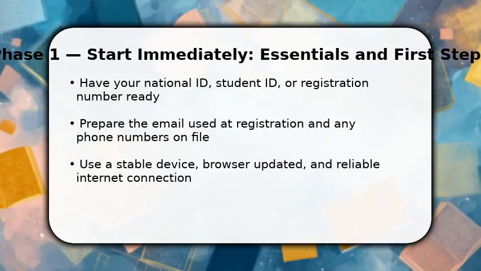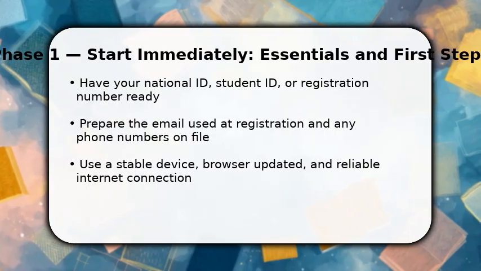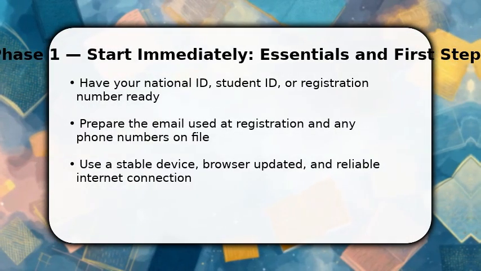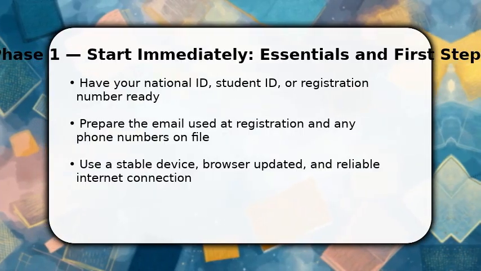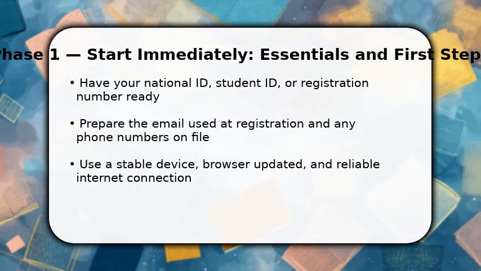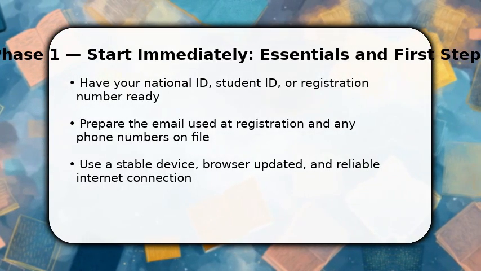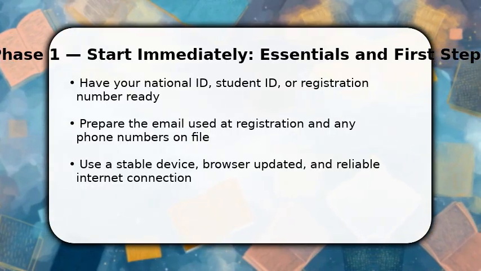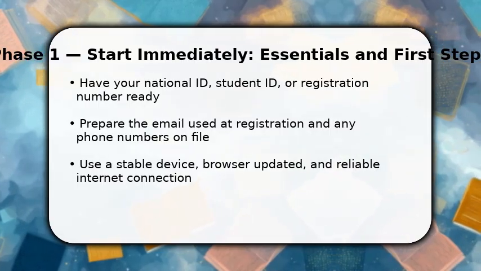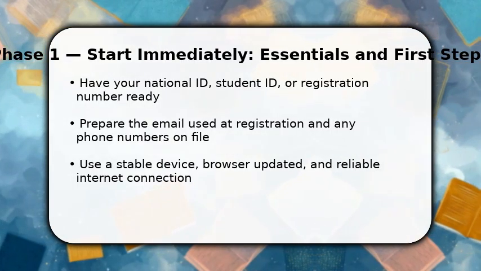You start by collecting the exact identifiers the system expects: national ID or student registration number, because partial entries often fail. Once done, open the official portal on an updated browser and avoid mobile data interruptions. Make sure you have access to the email or phone listed with your account for verification codes. This eliminates delays and prevents account lockouts.